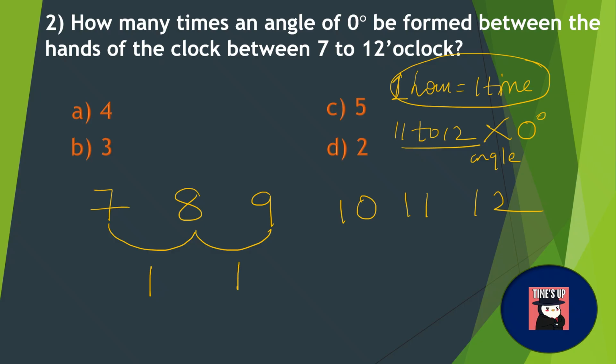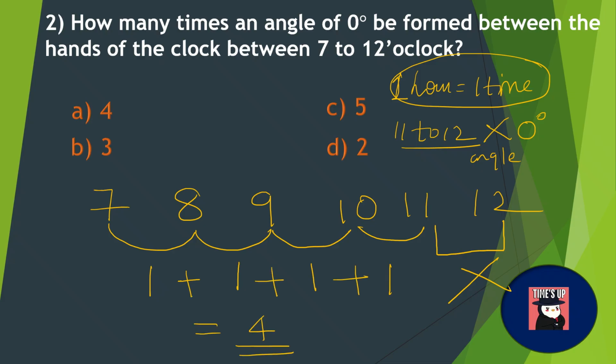So 7 to 8, 1 time. 8 to 9, 1 time. 9 to 10, 1 time. 10 to 11, 1 time. But from 11 to 12, 0 degree angle is not formed. It can't be formed. So what will be the answer? 1 plus 1 plus 1 plus 1. It will be 4. A is the right option because from 11 to 12 o'clock, 0 degree angle can't be formed.